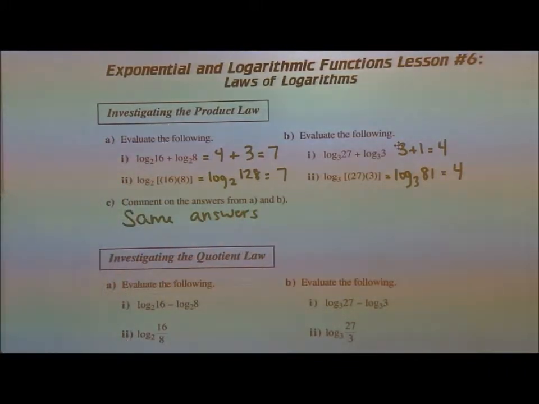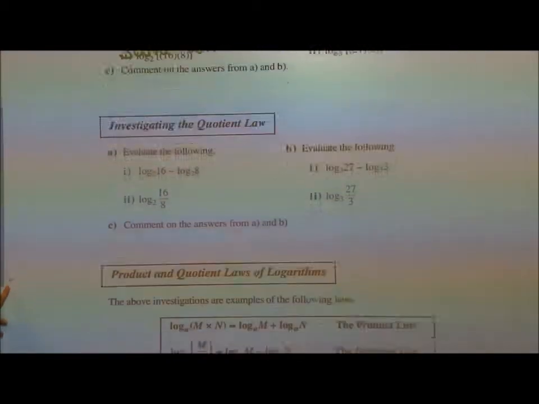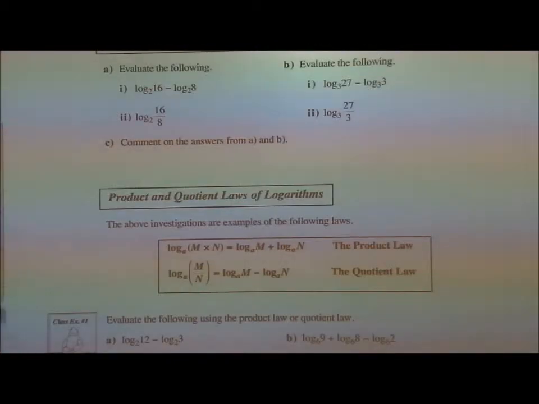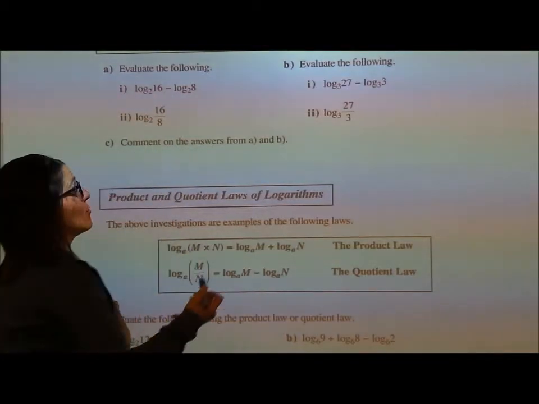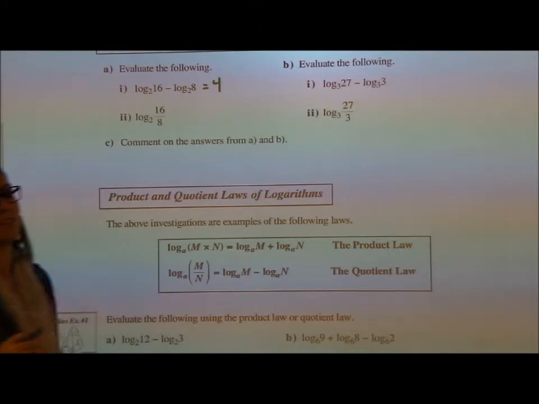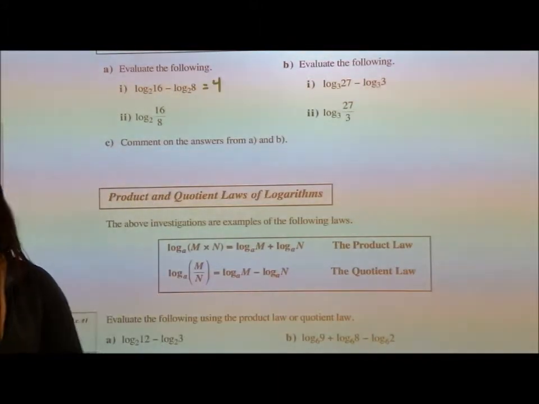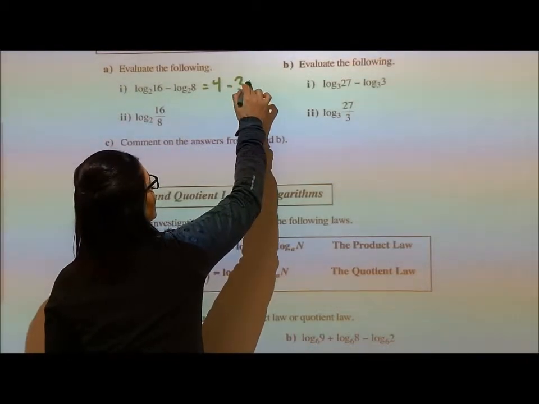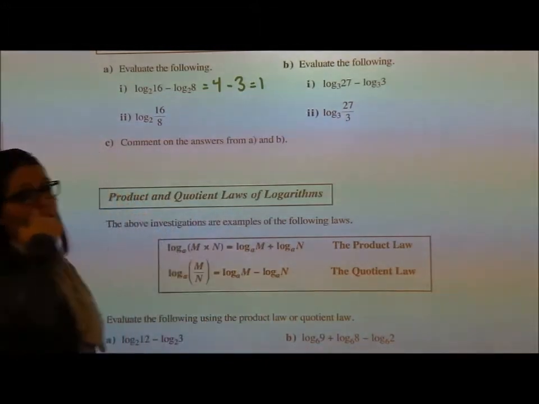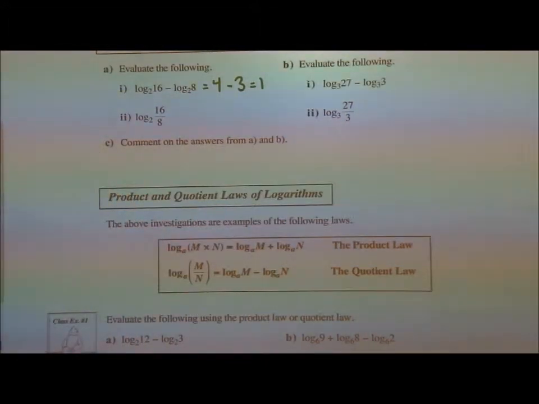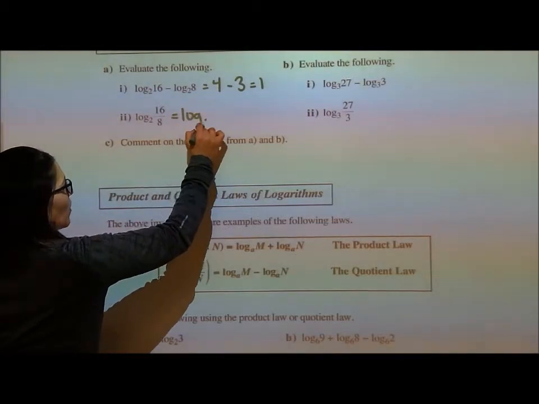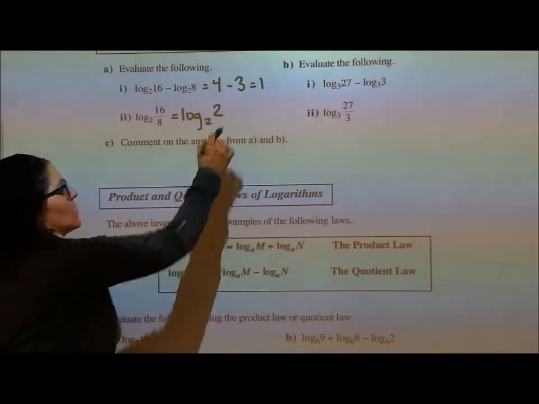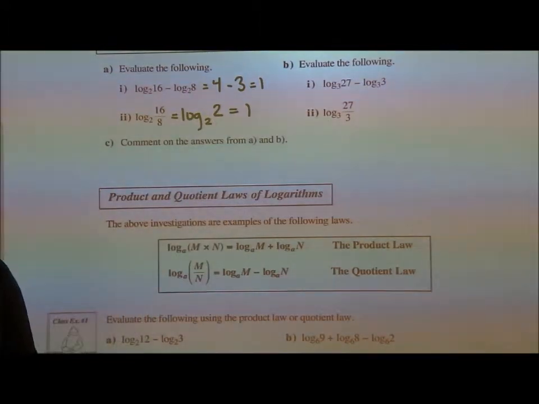Okay. Part 2, investigating the quotient law. Do the same thing. So we've already actually calculated these out. Log base 2 of 16 from above we said was equal to 4. Log base 2 of 8 we said was equal to 3. 4 minus 3 is 1. And then what is 16 divided by 8? 2. And what is log base 2 of 2? 1. Because when the base and the argument are the same, the answer is always equal to 1.